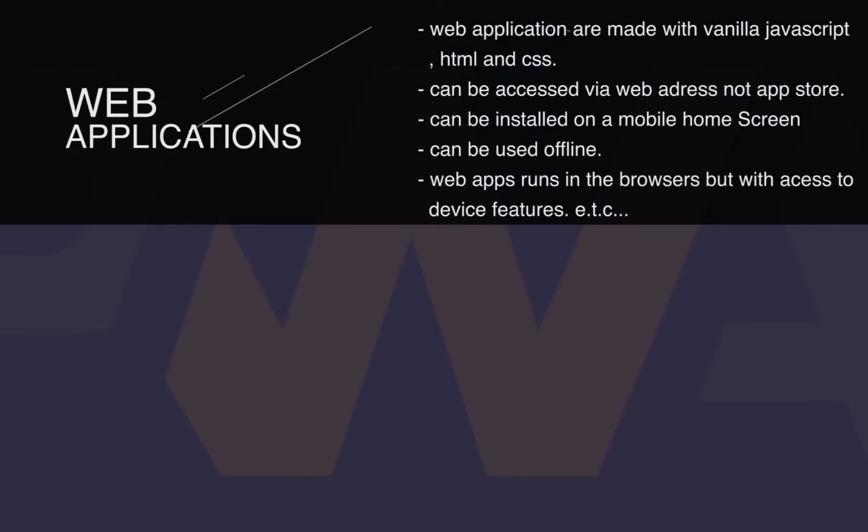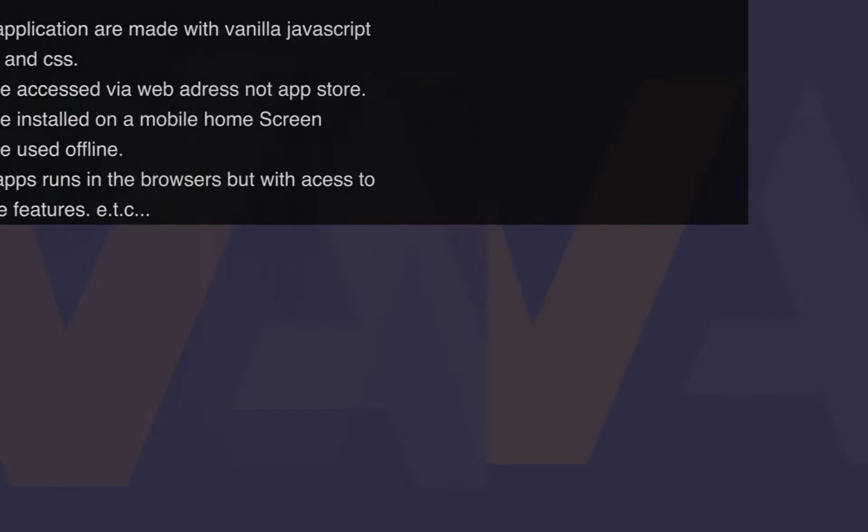Progressive web apps can be made using vanilla JavaScript, HTML and CSS. Progressive web apps can only be accessed via a web address and not the App Store. So they can also be installed on a mobile device like a native application. We can also use them offline, and they can also get notifications.